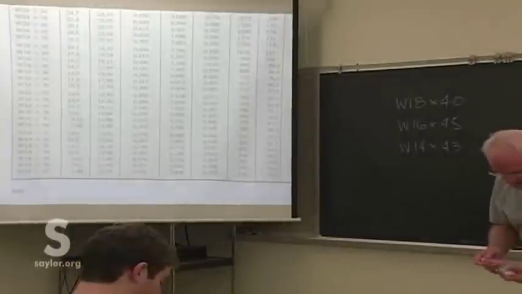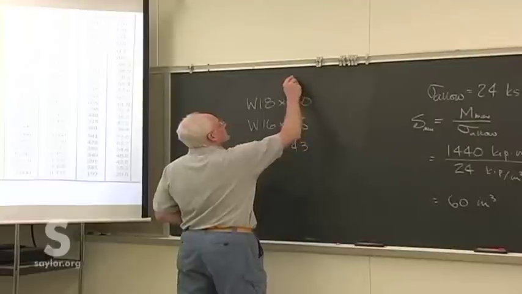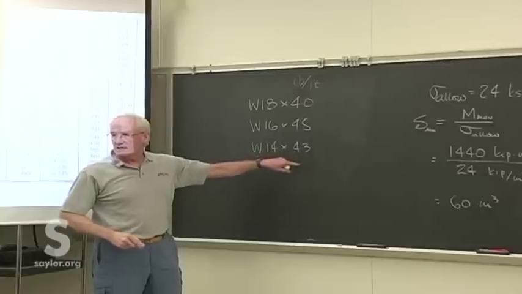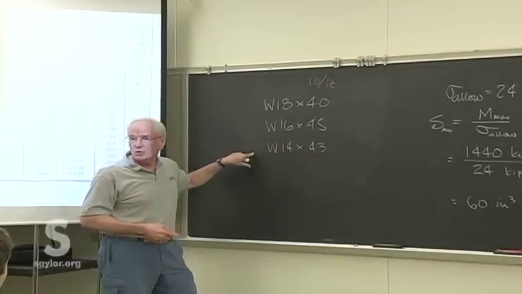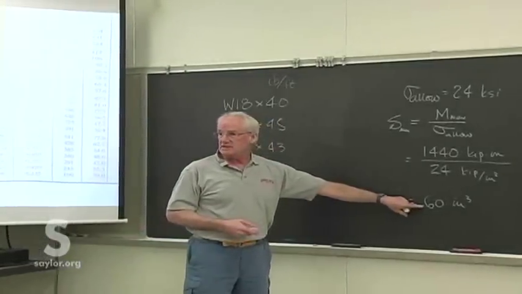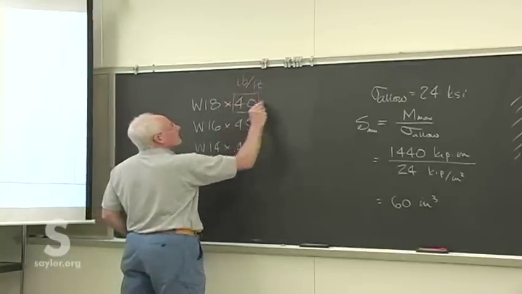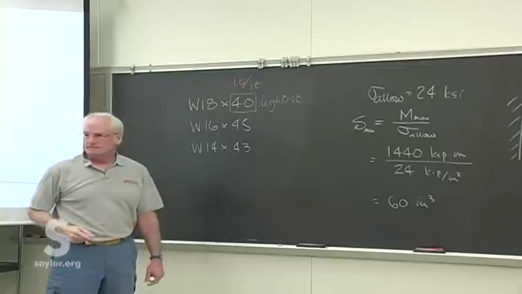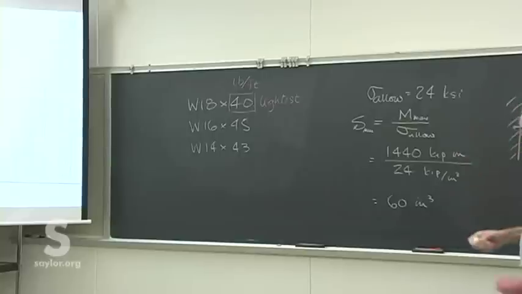And so we've got a couple good candidates. What we see is, remember, this is the linear weight of the beam, the second number. So all three of these that we happen to pick out, you can pick out as many as you want, as long as they have a section modulus just above the 60 that we calculated as our minimum. We can see that this one is the lightest. So for our purposes in this class, that would be the one to pick.